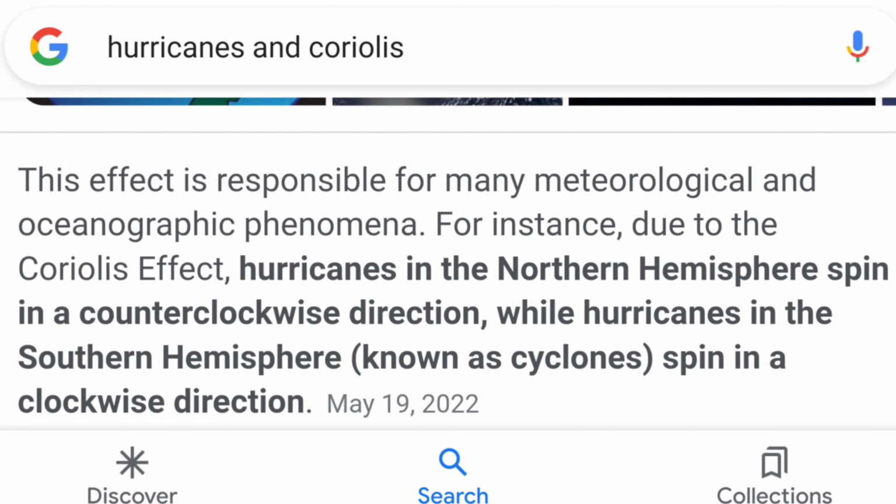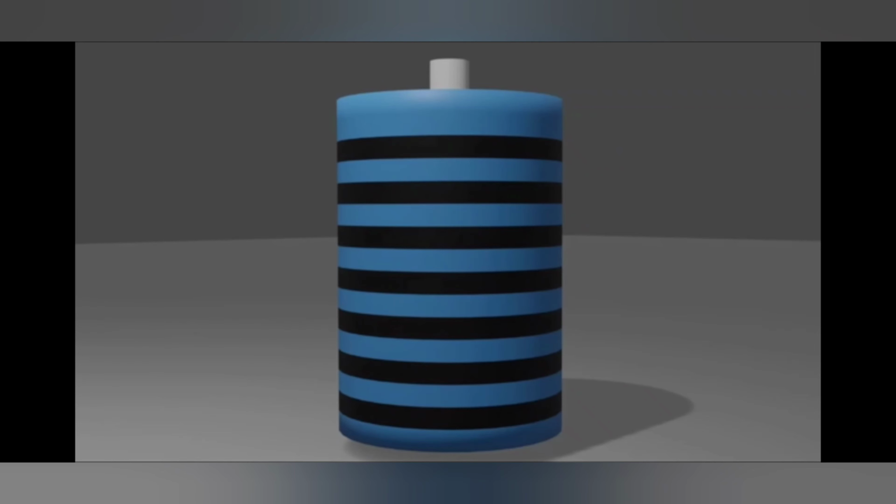But then, oh wait a minute, now we're told that hurricanes are caused by Coriolis effect. But they go counterclockwise in the northern hemisphere. And I think they pretty much agree across the board with this. So the Foucault pendulum conserves momentum and goes clockwise, but the hurricanes conserve momentum and go counterclockwise. So which is it?